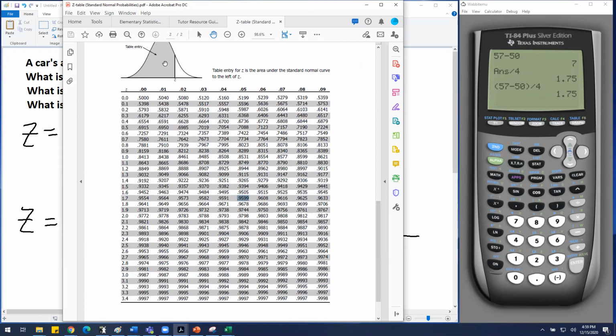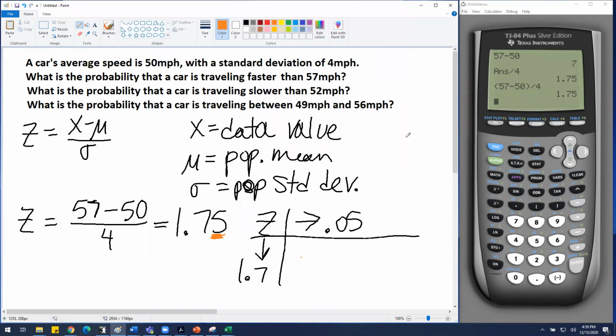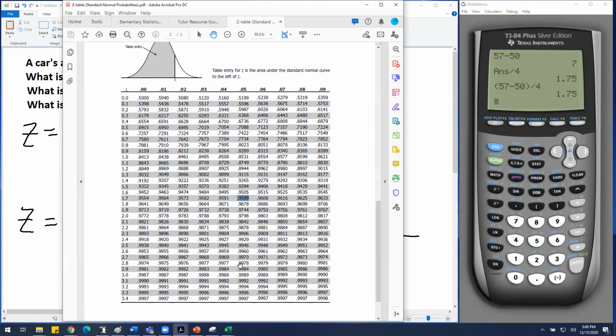Now, if you look at the z-table, the shaded region to the left is the probability. So the shaded region to the left is 0.9599. Let me double check that value one more time. 0.9599. Okay.